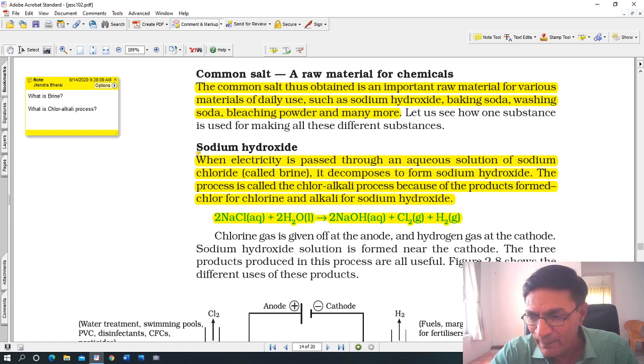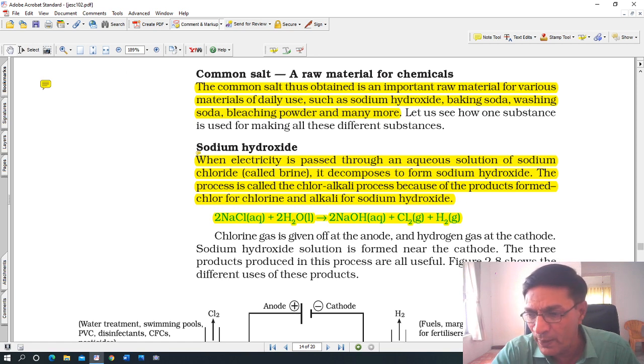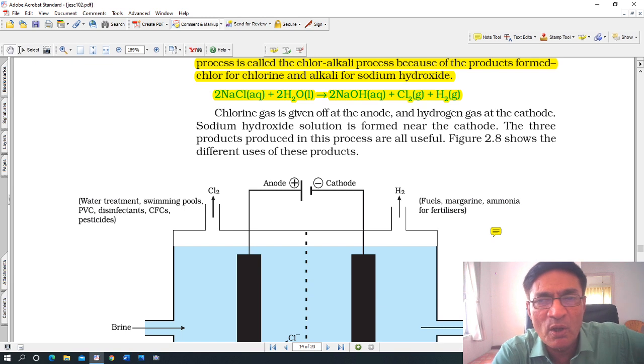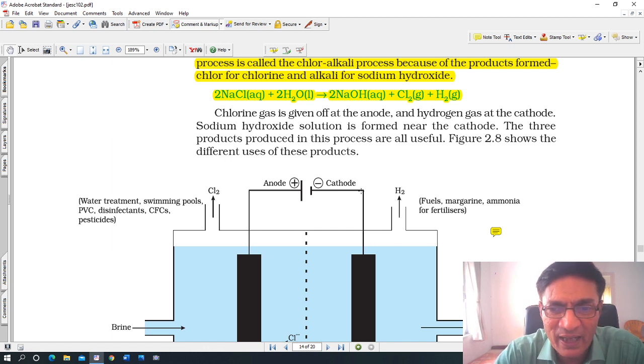Alright, this one along with the diagram. Now it's along with this simple diagram. You should practice it many times and see. Chlorine gas is given off at the anode and hydrogen gas at the cathode. Anode is the positive electrode and cathode is the negative electrode. Here you can see in the diagram, this is the anode and this is the cathode. Anode is the positive electrode, cathode is the negative electrode. So chlorine gas is given off at the anode and hydrogen gas is given off at the cathode.